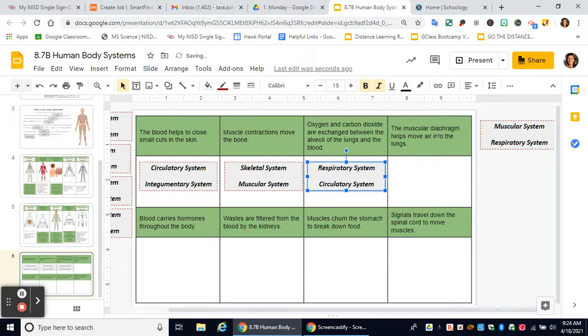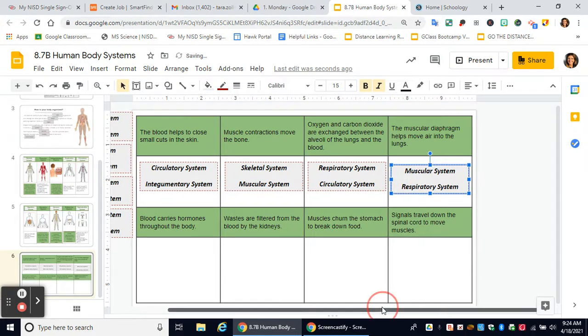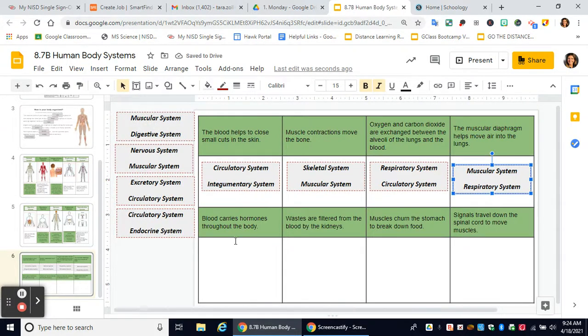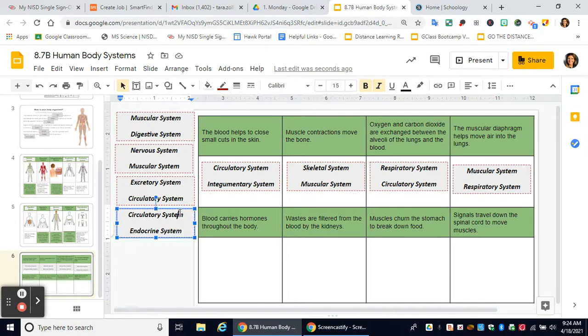Okay, the muscular diaphragm helps remove air in the lungs. Since we're talking about that muscular diaphragm, that's going to be your muscular system. And moving air into the lungs, that's respiratory again. Our card is right here. All right, now I'm going to scoot over here to the left. And blood carries hormones. So right away, blood is circulatory, hormones is going to be endocrine. So here it is.